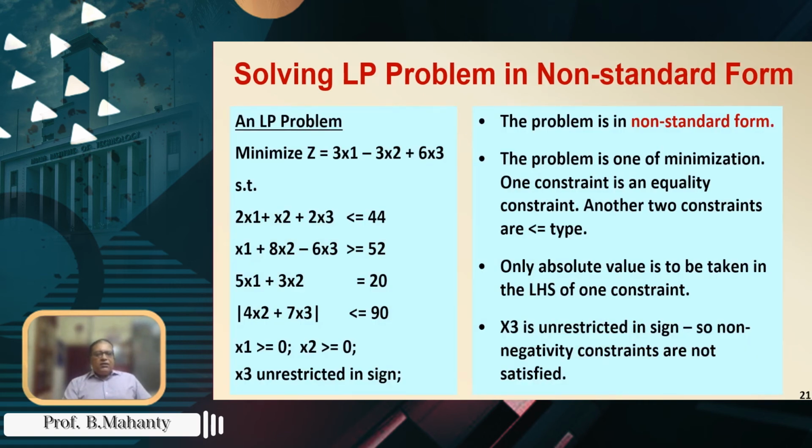So the problem is in non-standard form. The problem is one of minimization. One constraint is an equality. Another two are less than or equal to. But an absolute value is to be taken in the LHS of one constraint. x3 is unrestricted in sign. Non-negativity constraints are not satisfied because one of the variables is unrestricted in sign. So these are the various issues of non-standardness of this particular problem.